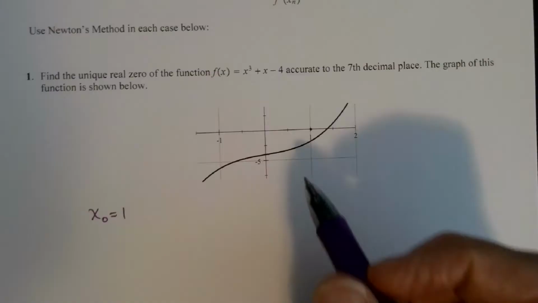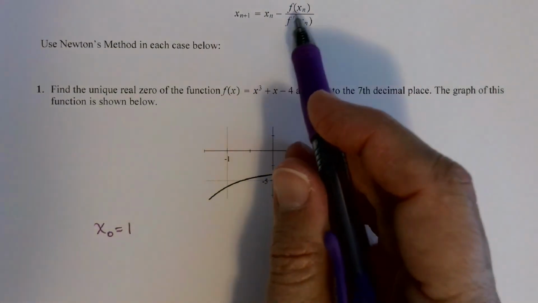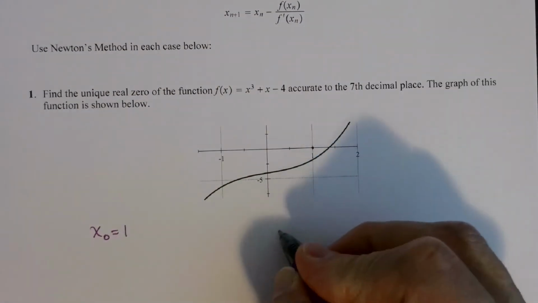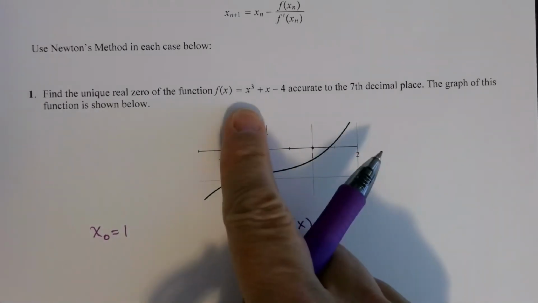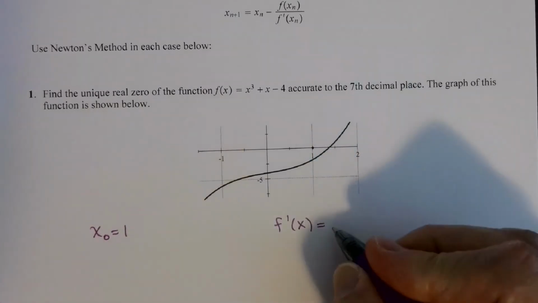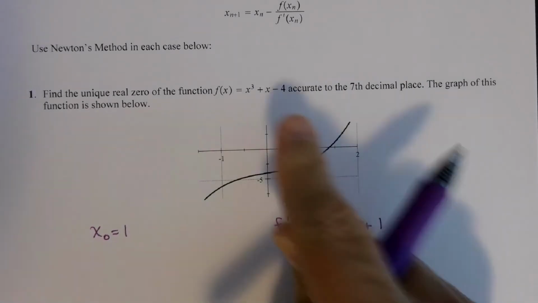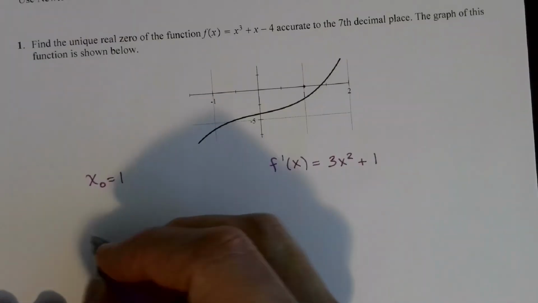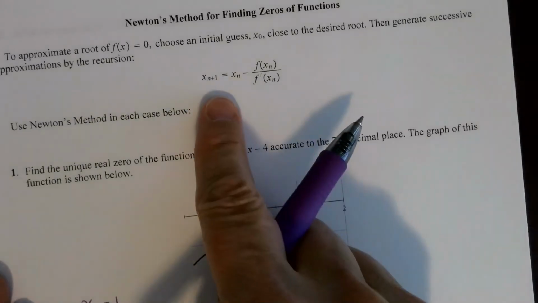Okay, and so now I'm going to use Newton's formula right up here. In order to do that, I need the function f, which I have, but I also need f prime. Well, can we find f prime of x? Yeah, we can take the derivative of that function. It's a simple polynomial, right? That's 3x squared plus 1, derivative of 4 is 0. So there's our derivative. So now I'm going to plug in to Newton's method to find x sub 1.